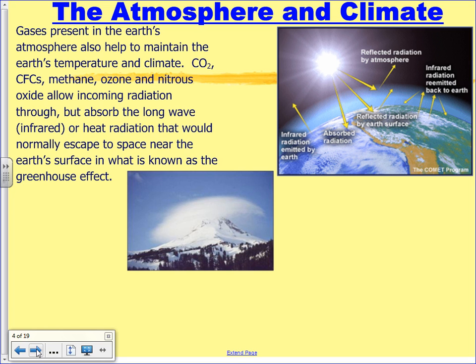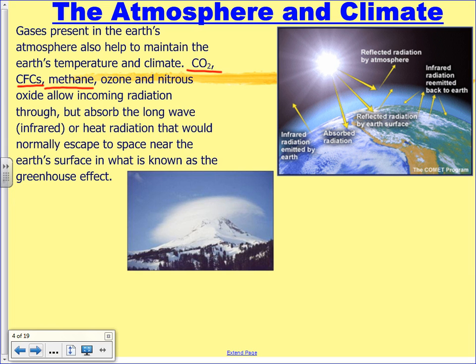All right, so atmosphere here. Gases present in the atmosphere help maintain the Earth's temperature. We already talked about this a little bit. Greenhouse gases like CO2, CFCs, chlorinated fluorocarbons. Methane, where does that come from? Cow farts, yes. It's true. That's where it comes from.